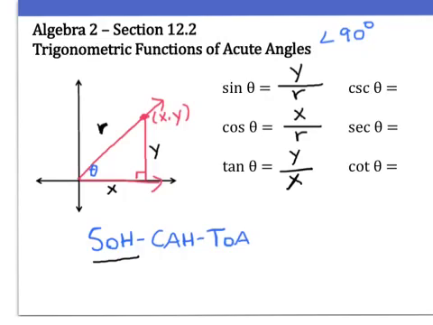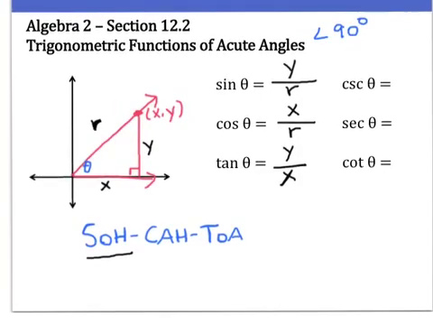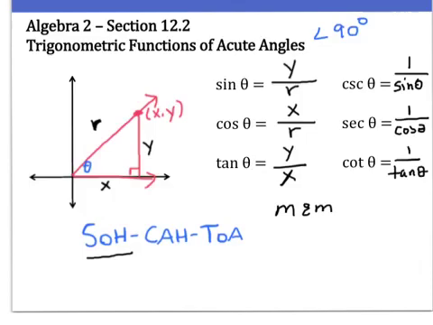Now, cosecant, secant, and cotangent are all reciprocals of sine, cosine, and tangent. And so we're just going to think of this as just the reciprocal of these. So we would just flip these over. Whatever sine is, flip it over: cosecant is 1 over sine, secant is 1 over cosine, and cotangent is 1 over tangent. Now these reciprocals are necessary. You need to memorize these. These are not on formula sheets, so memorize these.